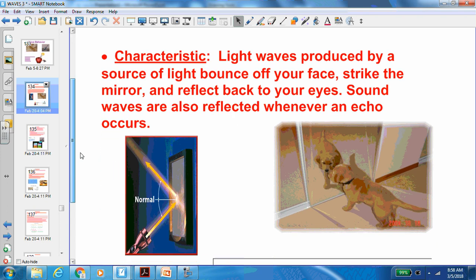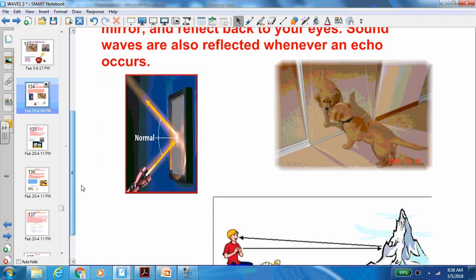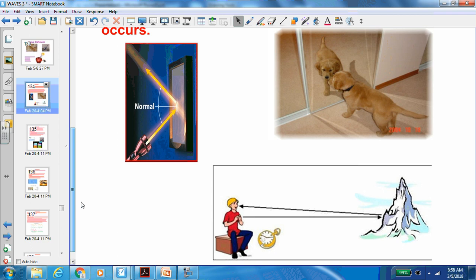Here are a few pictures that kind of illustrate the wave behavior of reflection. Just make sure that you draw at least one of these on your graphic organizer.